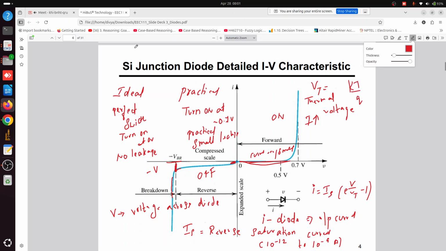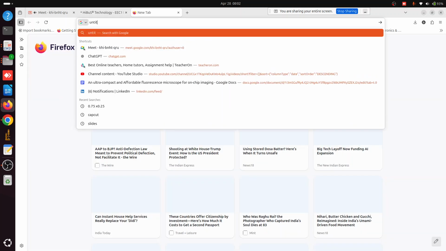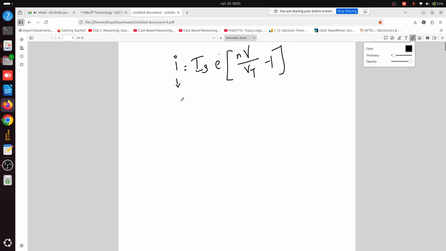Maybe I'll open a new page. Writing is a bit difficult here. Now you see, the diode formula is I equals capital IS e power, actually we'll also have one more term, that is N. N VT minus 1. So this is the diode current, and this IS is the reverse saturation current.